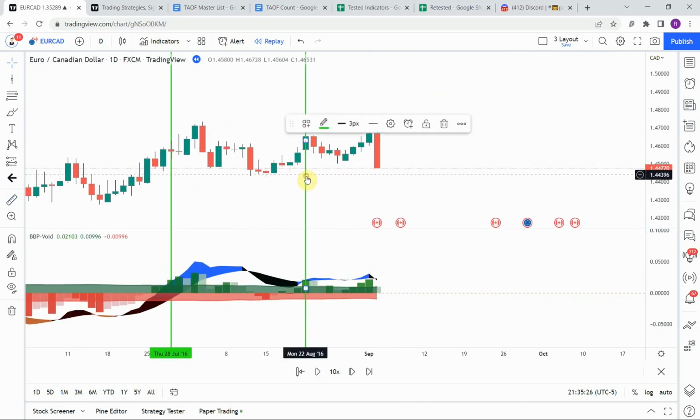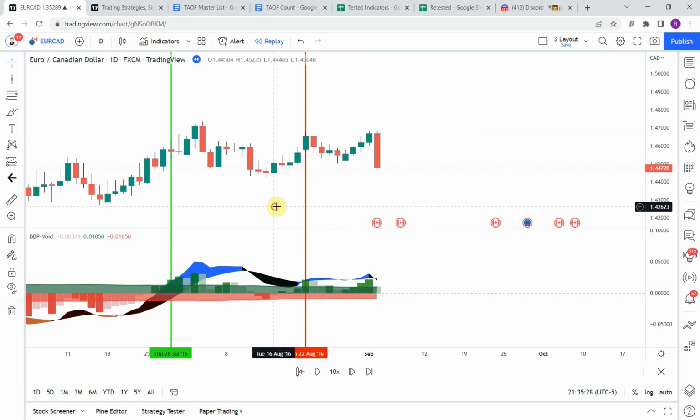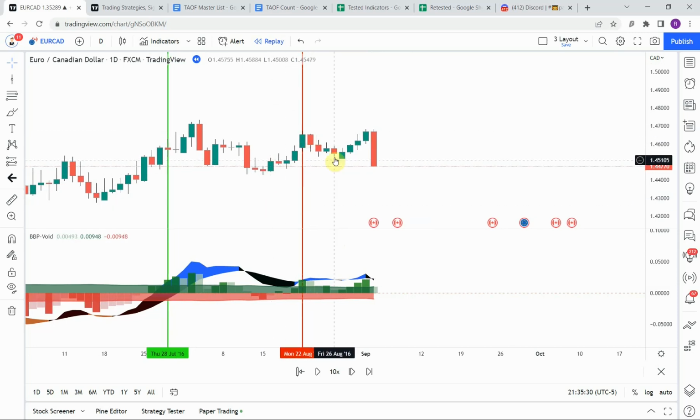All right, so then we pick up another long right here on this one. We get pretty much an immediate pullback, a push back to the upside, but it isn't able to make it any higher than the entry right here. And then we get a drop to the downside, which is going to stop us out. Let's go ahead and continue on.